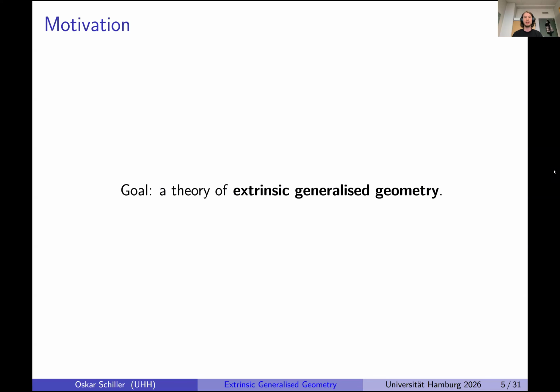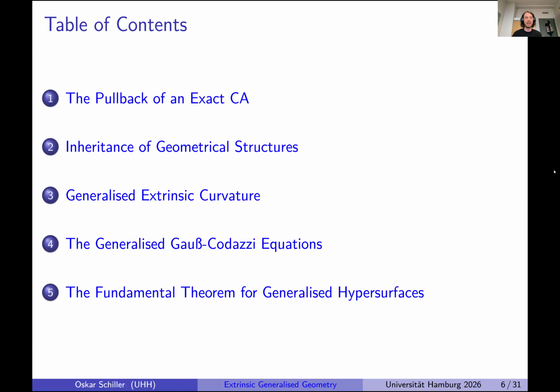The goal is now to develop all of this theory in generalized geometry, so that we have a theory of extrinsic generalized geometry with which we can describe the constraint equations for the generalized Einstein equations. More than that, we actually want to develop this whole theory, so it's not only specialized to this one application that we have there, but it can do more. To show that it can do more, we also develop a fundamental theorem for generalized hypersurfaces, which I may talk to you about in the end. So this is what I want to talk to you about today.